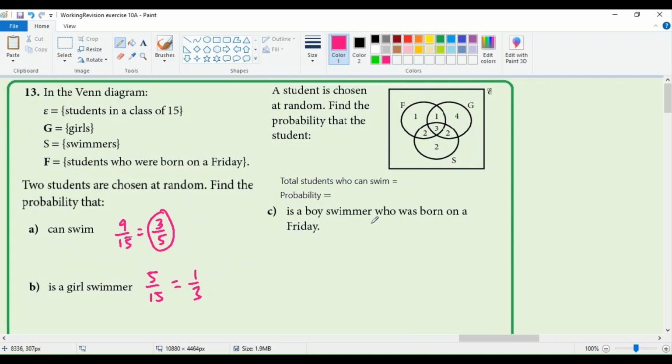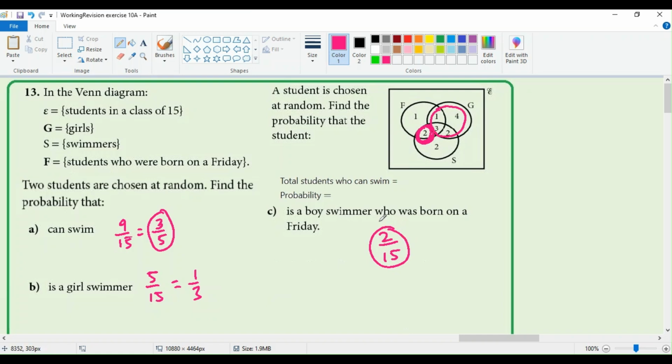When it comes to part C, it says a boy swimmer who was born on Friday. That means we are not asking for this one and we are not asking for this one. So that means we have two only. This is what we are talking about. That means it is 2 over 15 as the final answer for this part of the question.